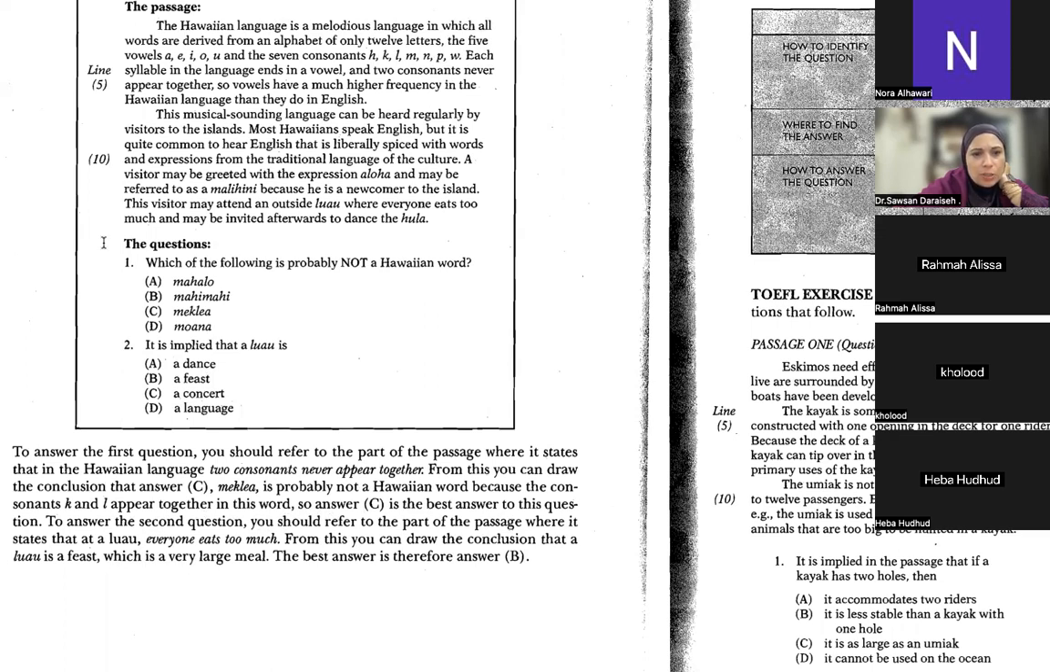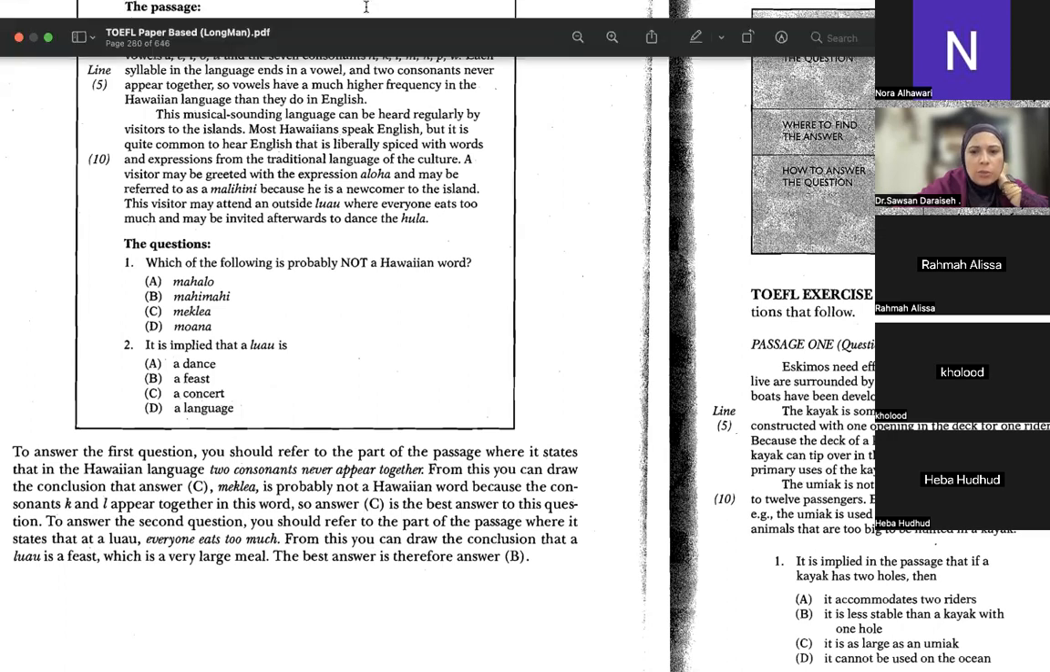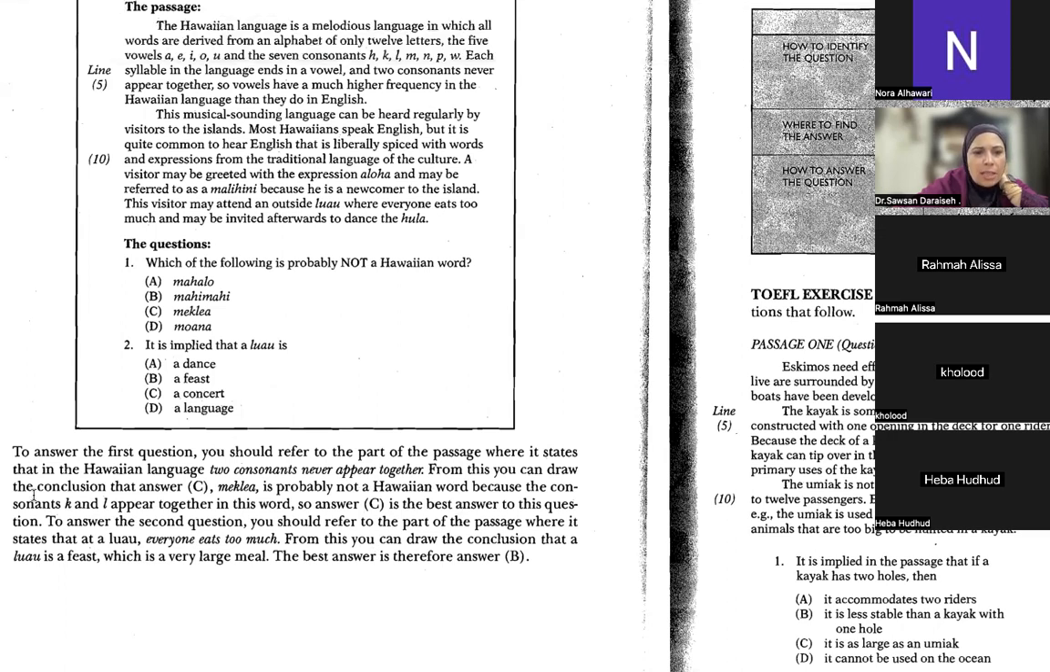To answer the second question, this one that Dr. Ghaith recently has answered, you should refer to the part of the passage where it states that at a luau, everyone eats too much, which means too much. Look at the phrase, okay? From this, you can draw the conclusion that a luau is a feast, which is a large meal. What is a feast? A large meal. The best answer is B.